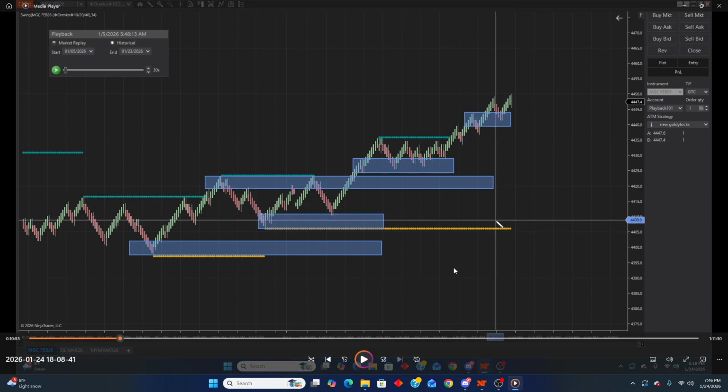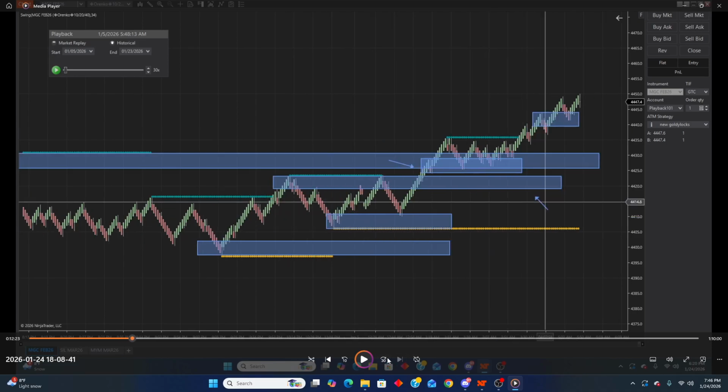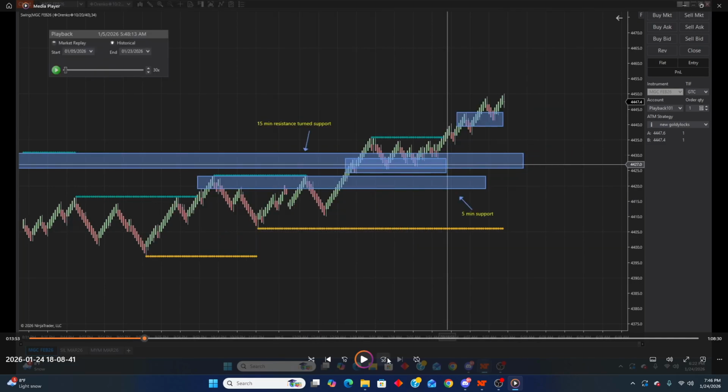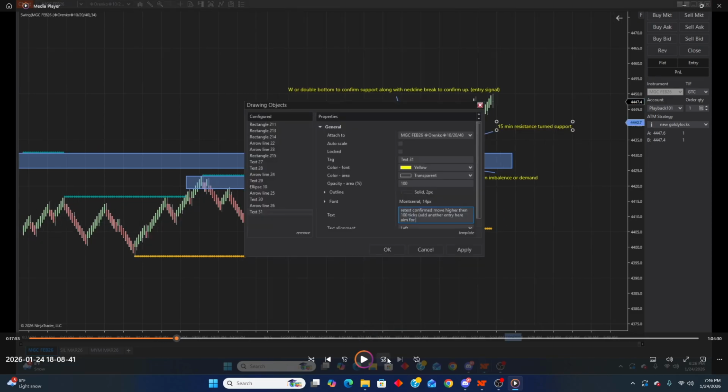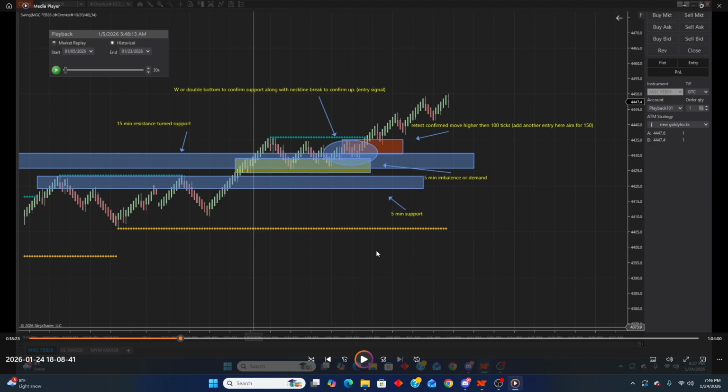Okay, as you can see, it hit take profit. And then this is where I go ahead and explain or write down all the arrows and all that other stuff as to why I took the trade. So look, 15-minute resistance turn support, 5-minute support. We broke 5-minute support to the upside. We broke 5-minute resistance to the upside, and the 15, and retested the 15 instead of the 5.